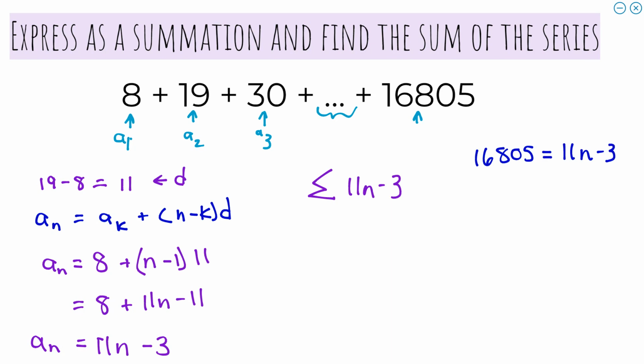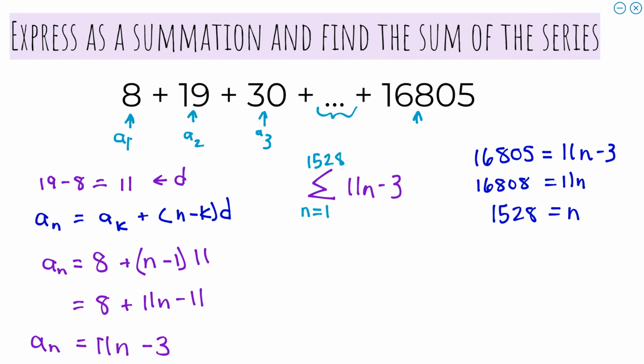So we're going to go ahead and add 3 to both sides and get 16,808 equals 11n. And then we're going to divide both sides by 11 to get 1,528 equals n. So we're going from n equals 1, which was our start here because we had a sub 1, to our last one in our summation, which is 1,528. So that's how we write that in our summation notation.